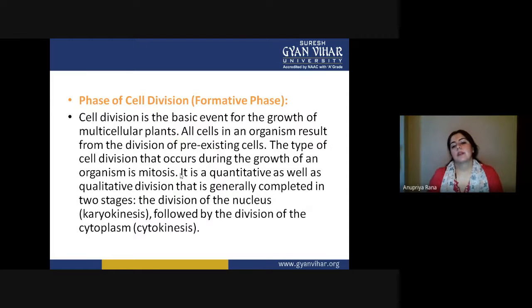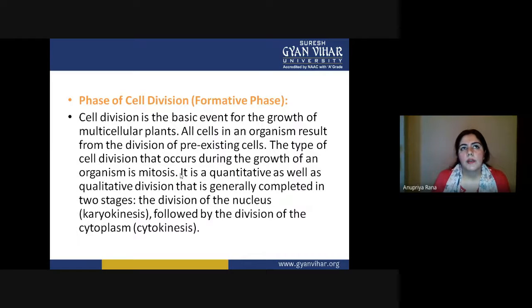Cell division, which we already studied, is very important for making new cells and for the formative phase. Cell division happens inside when the organism is growing and starting to develop, and mitosis is the kind of division taking place. In mitosis, the division occurs with the same number of chromosomes. When two daughter cells form by mitosis, they have an equal number of chromosomes. It is quantitative as well as qualitative division, generally completed in two stages.